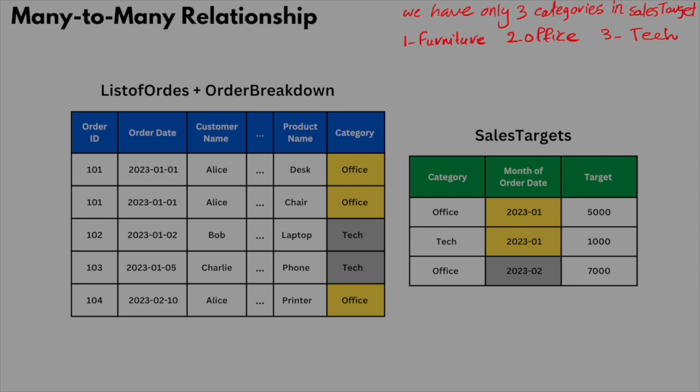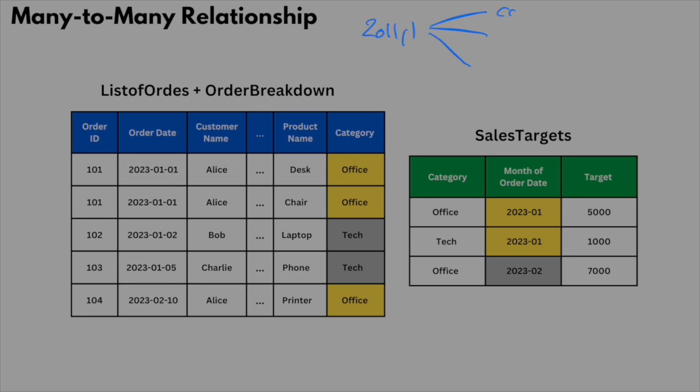Like for each month, let's say January 2011, we have 3 different types of category and 3 different targets, right? So it makes sense that each category in this combined table will correspond to multiple entries in the sales target, because if you look at this category office, we can see it's related to January 2023, and also we have the category office related to 2023 February. And that's how it's representing.